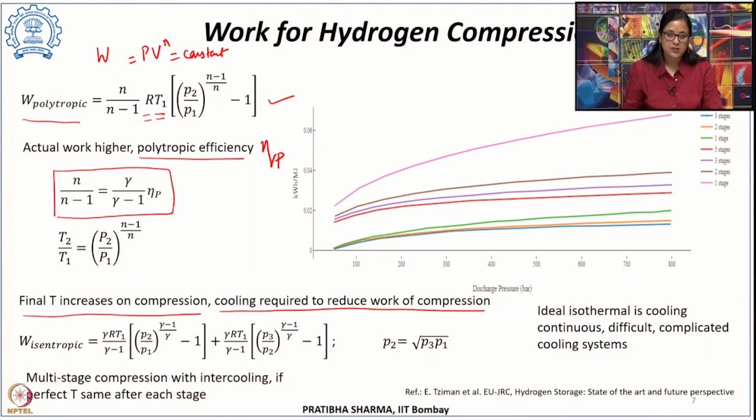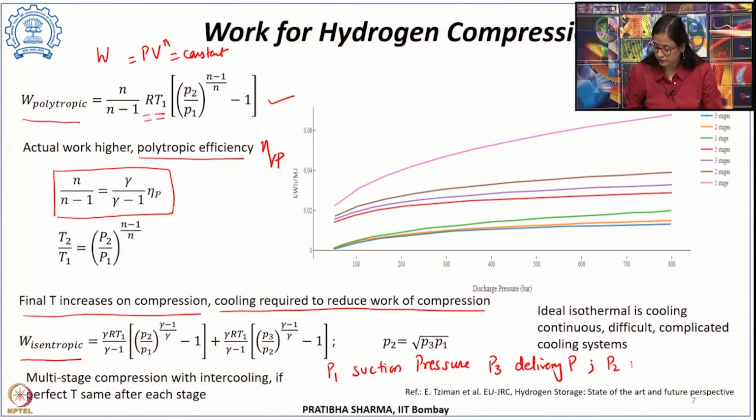Considering a two-stage compression, with an ideal gas undergoing isoentropic compression in two stages, the initial or suction pressure is P1, the delivery or discharge pressure is P3, and there is an intermediate or optimal pressure, P2.